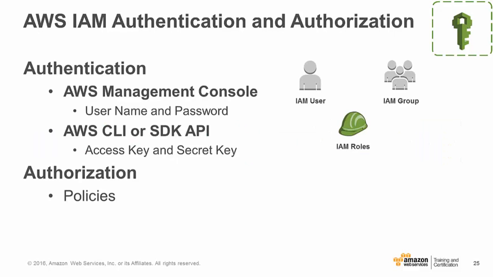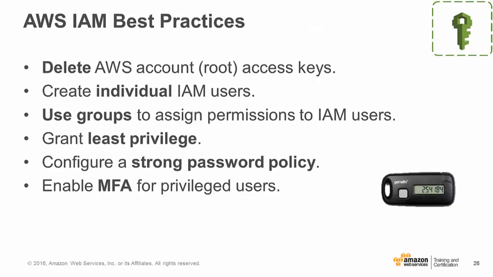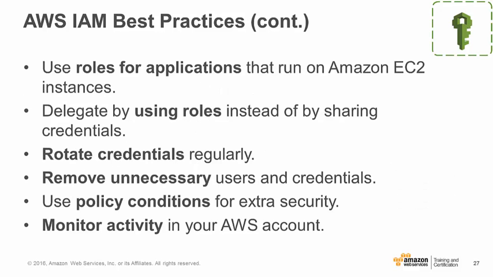AWS IAM authentication and authorization is a powerful service to authenticate and authorize users and AWS resources. It is a best practice to not use your root access keys. Therefore, delete them. AWS root account access is explicitly allowed and cannot be taken away. So create individual IAM users, use groups to assign permissions to those users, grant least privilege for operating, and have a strong password policy that includes multi-factor authentication.